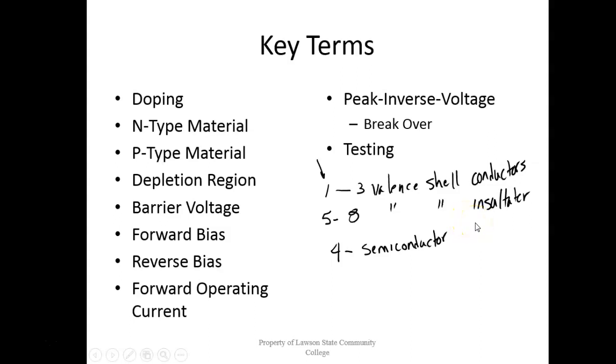So these are neither classified as insulators nor as conductors. But what we can do to these semiconductors is deliberately introduce impurities. We call them impurities, but we introduce atoms into the bonding, either pentavalent or trivalent.